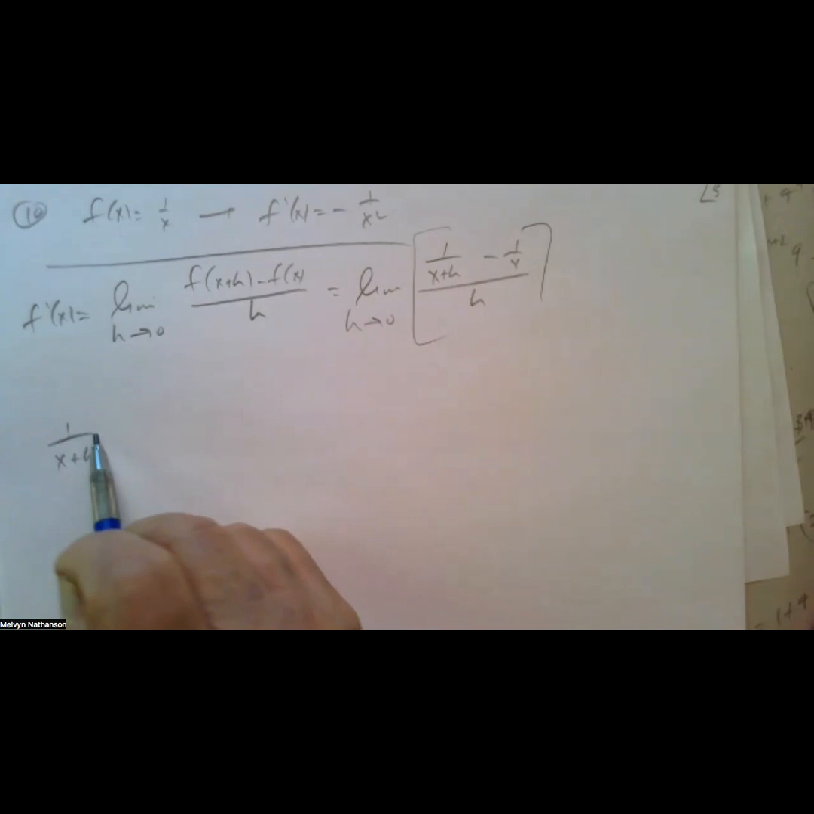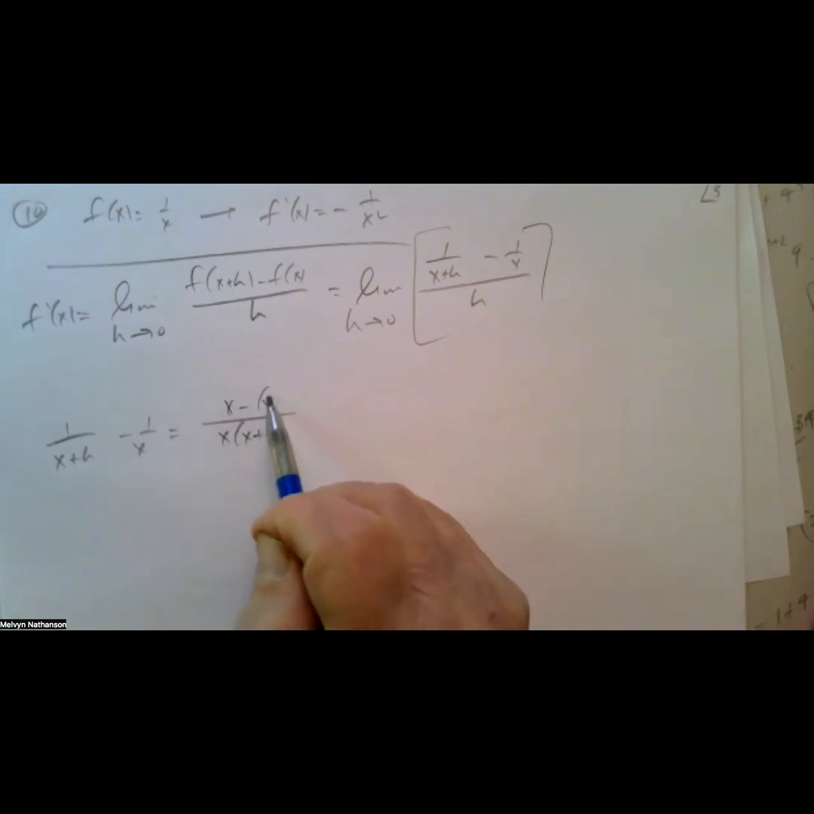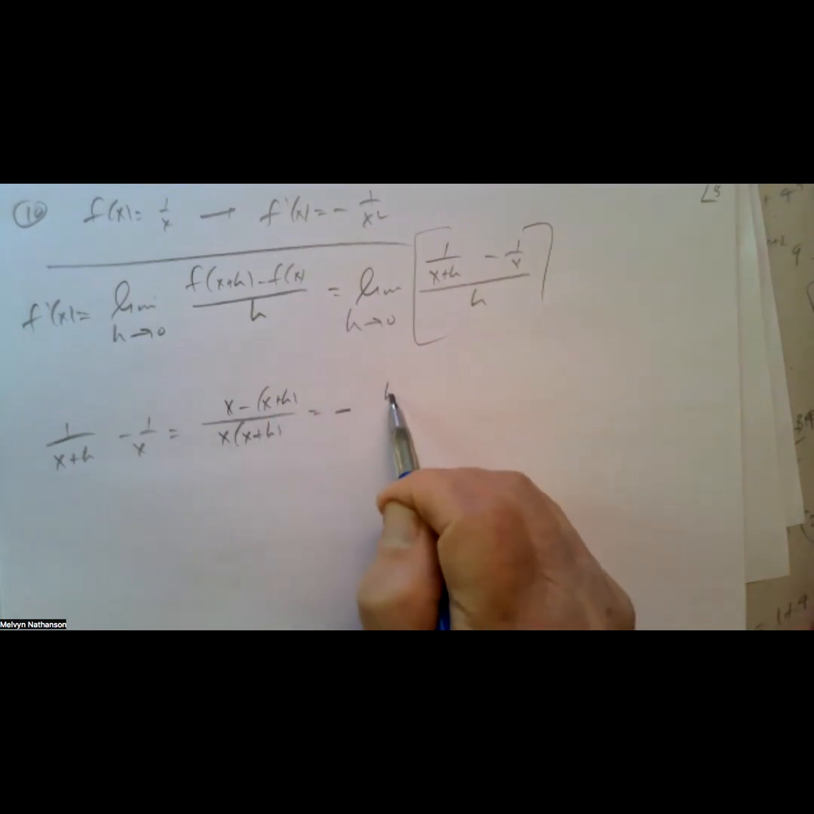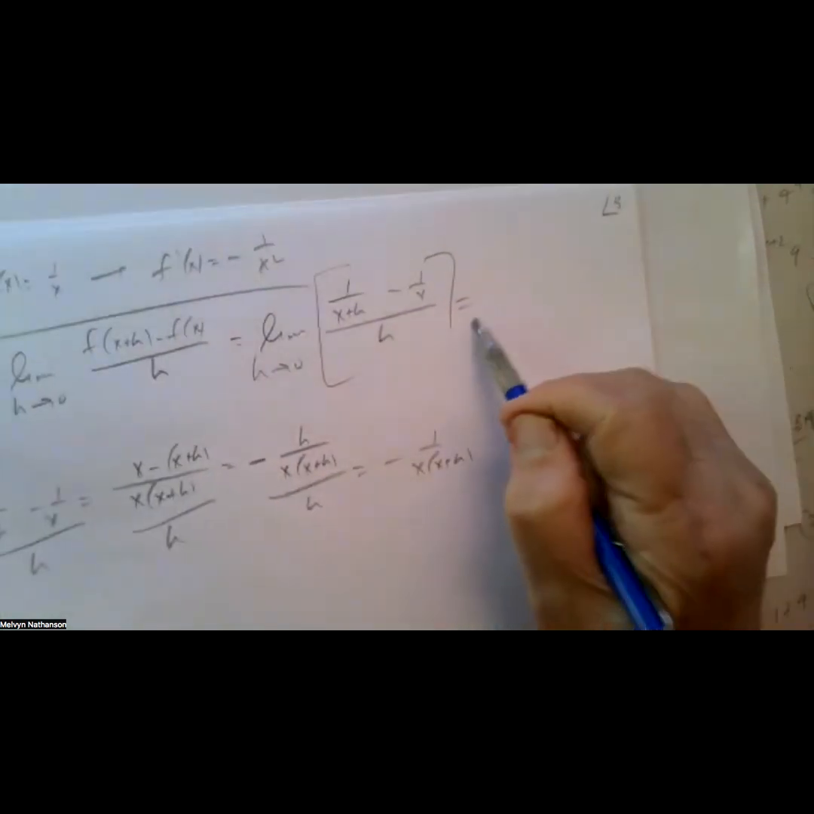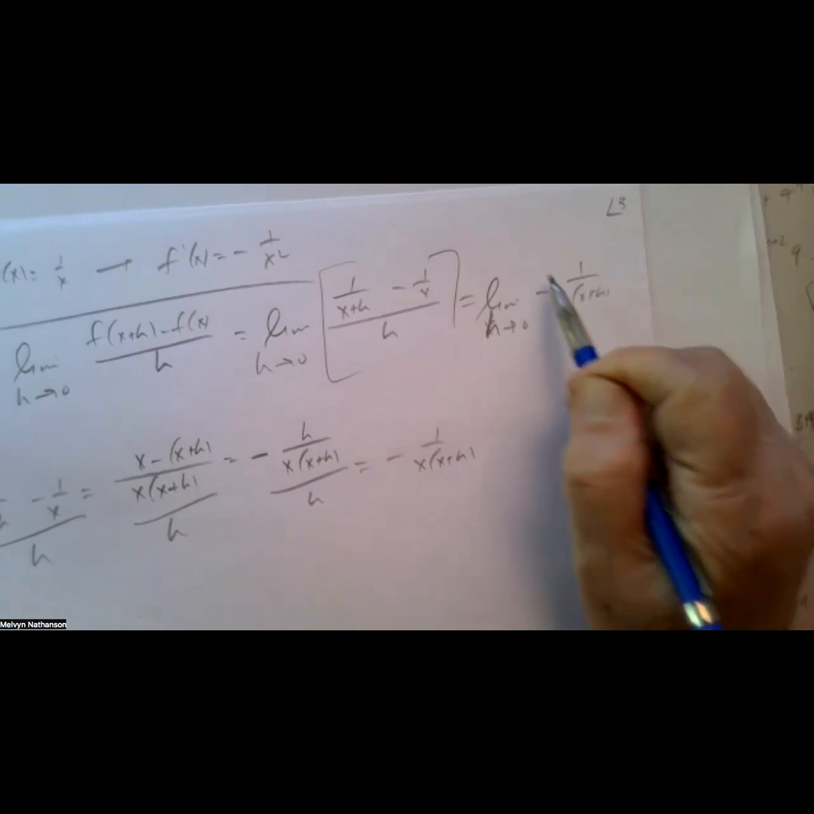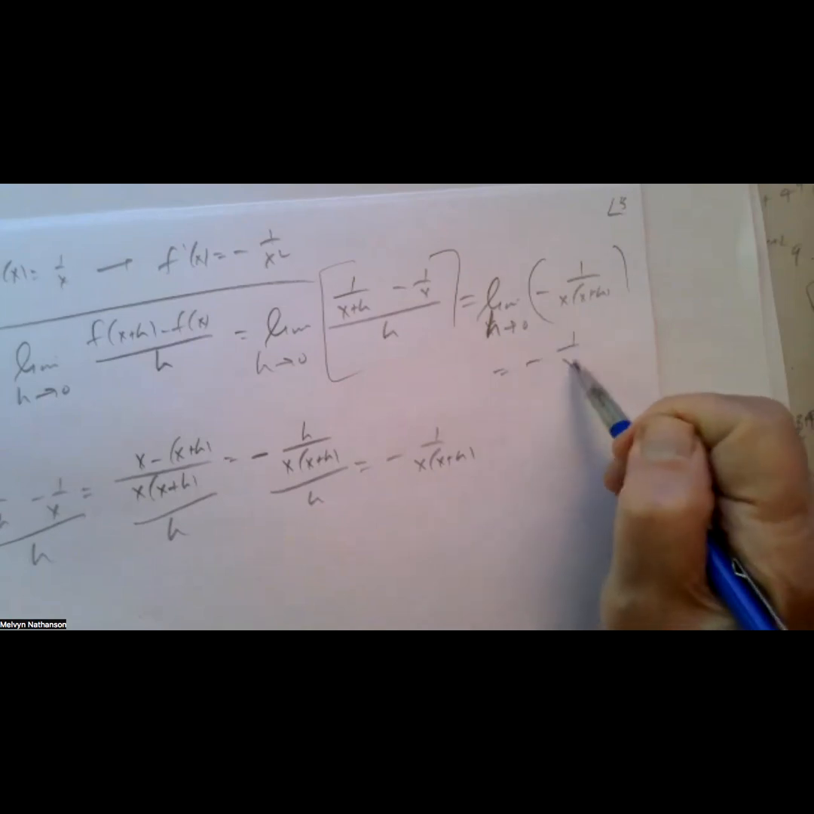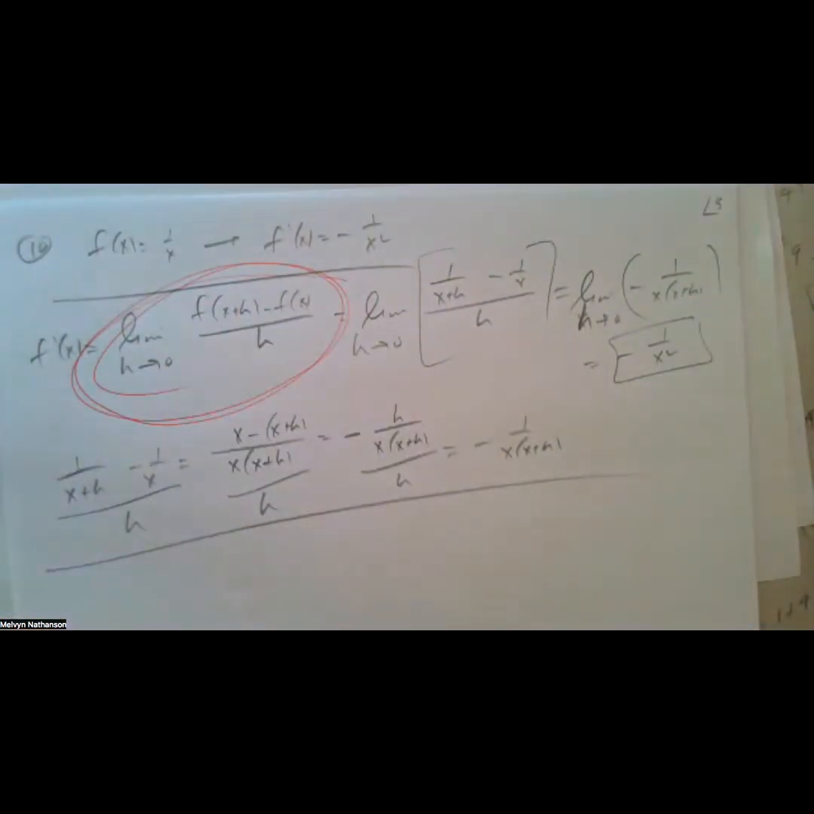So 1 over x plus h minus 1 over x. If we put this over a common denominator of x times x plus h, this is x minus x plus h. The x's cancel, I get minus h over x times x plus h. And if I divide all this by h, the h's cancel, I just get minus 1 over x times x plus h. So this becomes the limit as h goes to 0 of minus 1 over x times x plus h. As h goes to 0, you just get minus 1 over x times x, or minus 1 over x squared. So that is using the definition of the derivative. This is very important. That's the definition of the derivative to calculate explicitly the derivative of 1 over x.